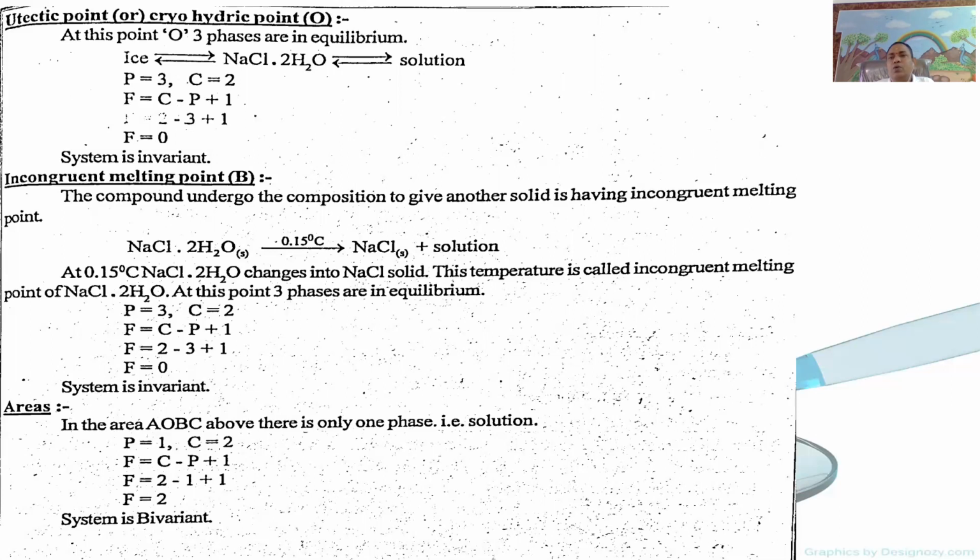At the eutectic point only, at the cryohydric point only, the temperature of the potassium iodide water system is minus 23 degrees centigrade. Then the composition is 52% of potassium iodide. With this, the phase diagram of the salt water system, a two component system with incongruent melting point, is completed. Thank you.